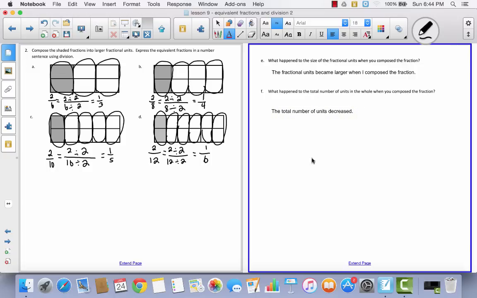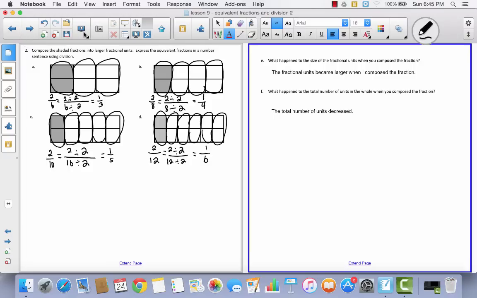So when I decomposed the fraction, the total number of units decreased because I was putting smaller pieces together to have fewer pieces. So the pieces became larger, but the number of pieces became smaller. I did not change how much I had. All I did was just put smaller pieces together.